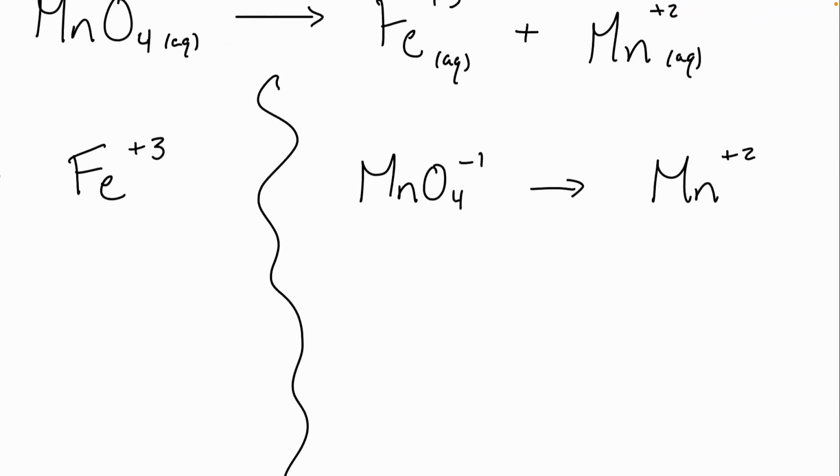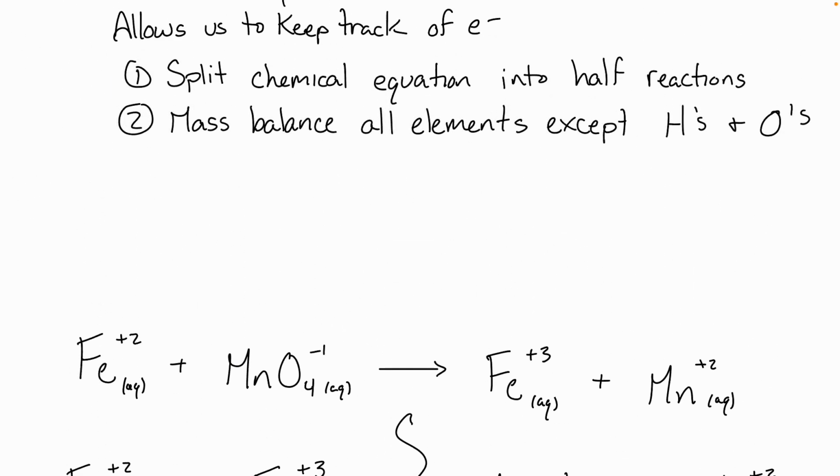And what about on my other side here? Do I have to change anything? Again, we're going to ignore the oxygens for now. Are my manganeses mass balanced? Do I have the same number of manganeses on both sides? Okay, check, check. That's step two.